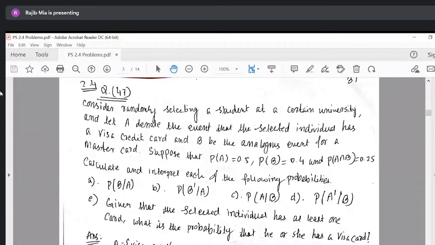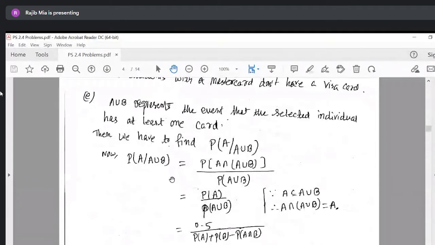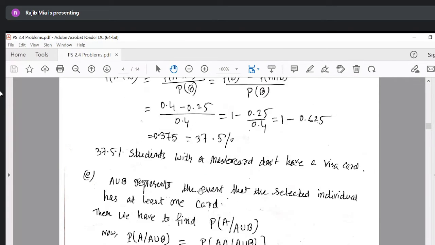Given that the selected individual has at least one card, at least one card means either A or B. So this is A union B. The event is A union B for at least one card. So it is given A union B. So what is the probability that he or she has a Visa credit card? Visa card means A. So you have to find probability of A by A union B. Then use the formula: probability of A intersection A union B divided by probability of A union B.